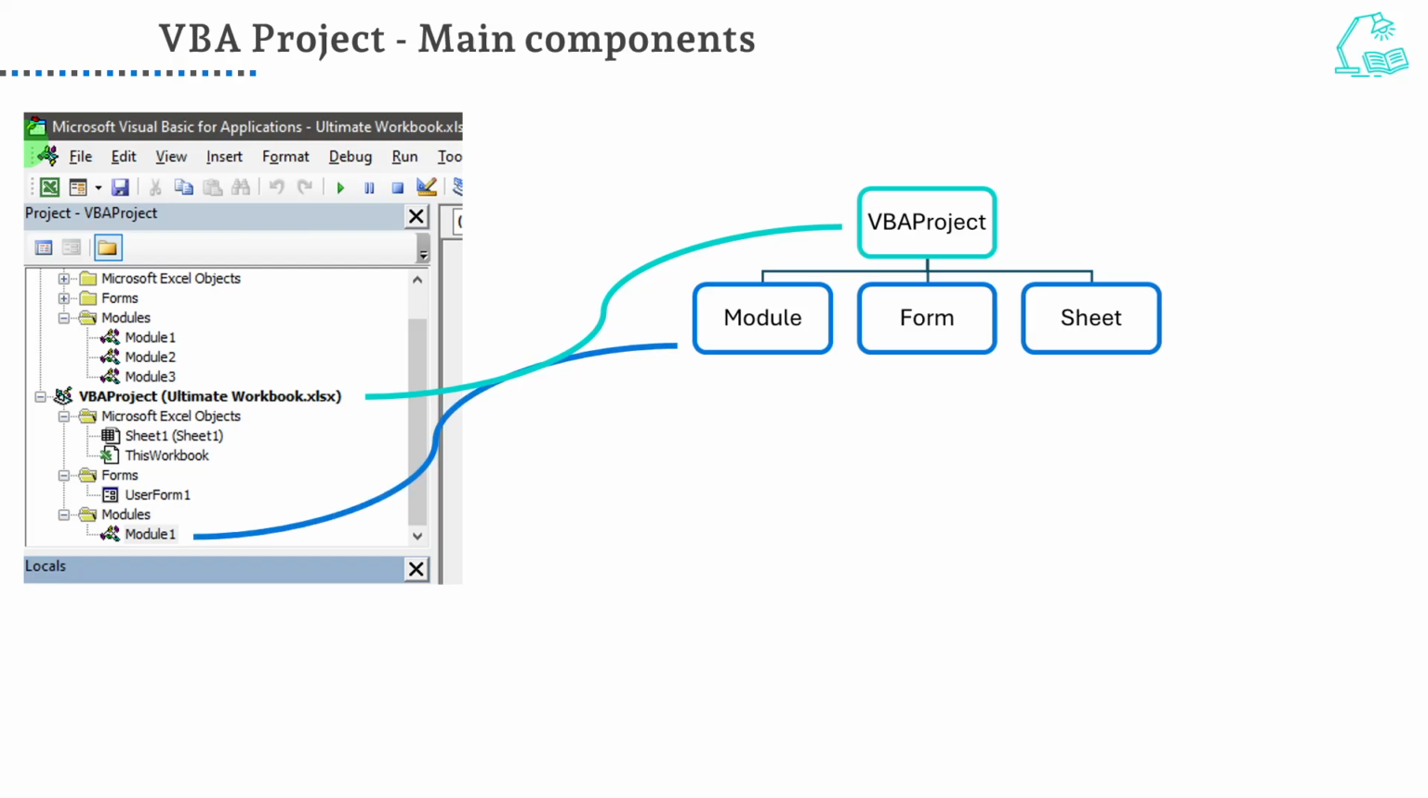Modules are where you write your VBA code. They contain procedures and functions that perform various tasks. Modules are essential for grouping related code together, making it easier to maintain and understand.